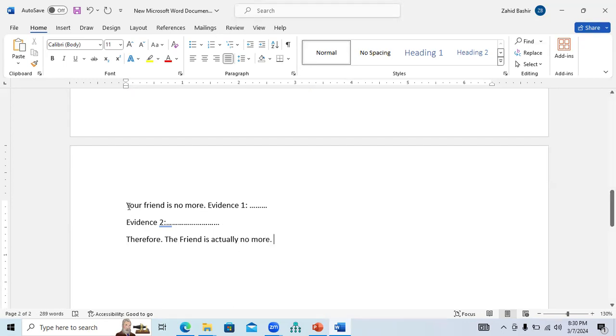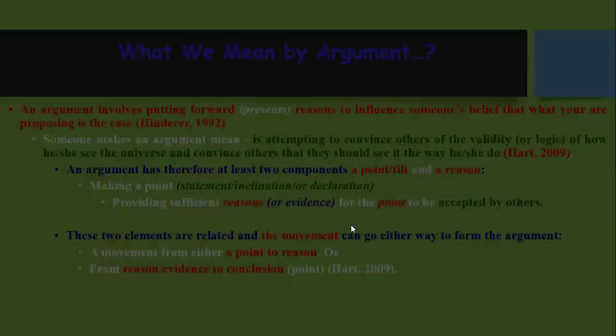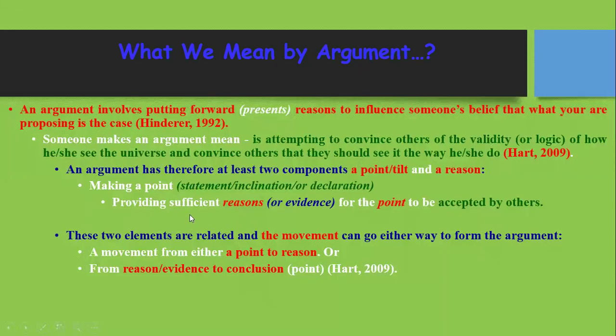Always remember, when you claim something, you need to provide some evidence, and that evidence must be supported by the literature itself. So what we have concluded here is that an argument has two components. The first is making a point or claim. The second is to provide sufficient evidence to be accepted by others. So these two elements are related and the movement can go either way to form the argument. So a movement from either a point to reason, or from reason and evidence to conclusion. You can prepare an argument by any means.